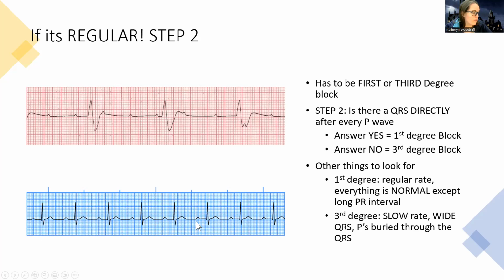So, 1, 2, 3, 4, 5, 6, 7, 8. This is like a rate of 80. Everything is normal. There's a P wave, a QRS, a T wave. Everything is upright. Everything is how it's supposed to be.